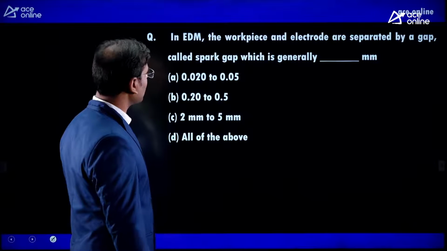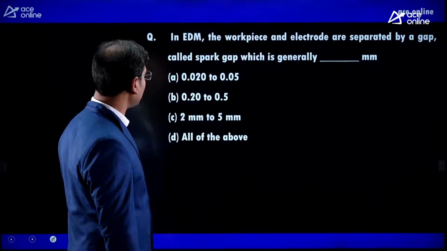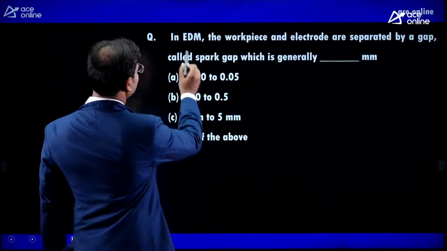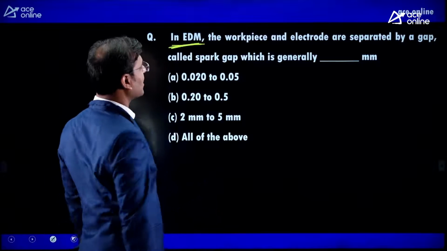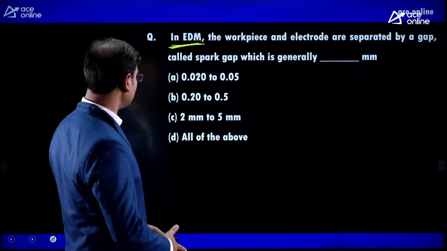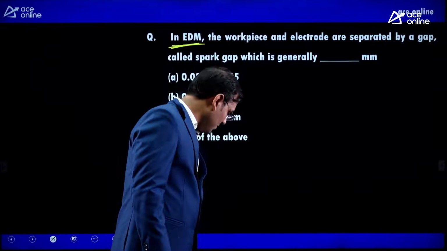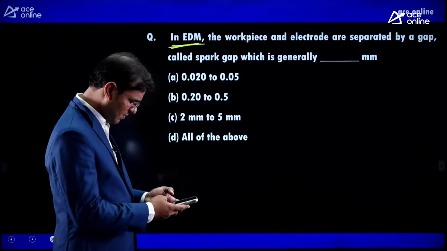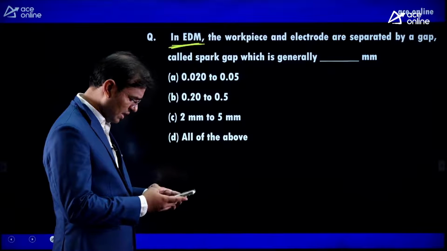Yes, in EDM the workpiece and electrode are separated by a gap. Now see, in the EDM method, the workpiece and electrode are separated by a gap called the spark gap. What will be the spark gap? If you are here, then you can answer me. They are asking the question about EDM.